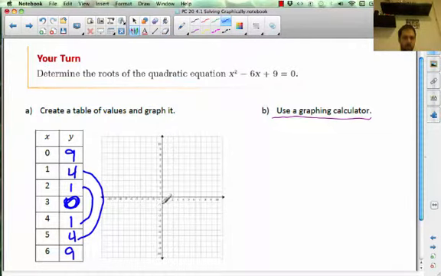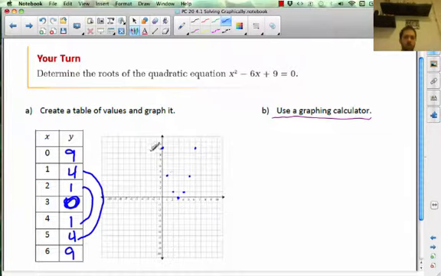So here we go. When x is 0, y is positive 9. X is 1, y is 4. X is 2, y is 1. X is 3, y is 0. X is 4, y is 1, and you can see that we're going back up on the other side with our symmetry, and you can label those points there.